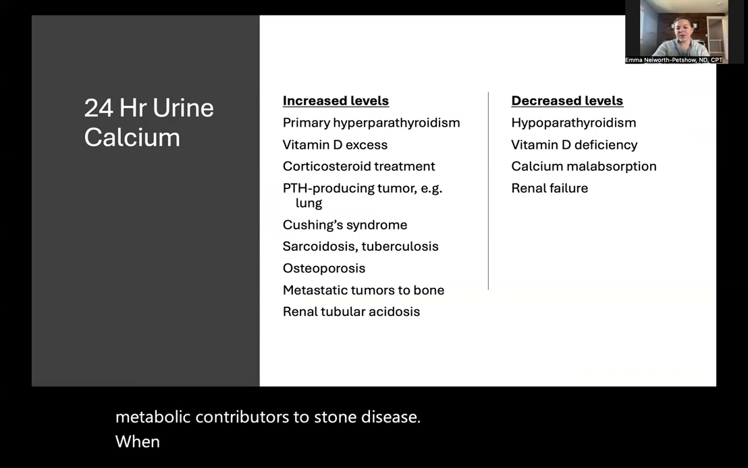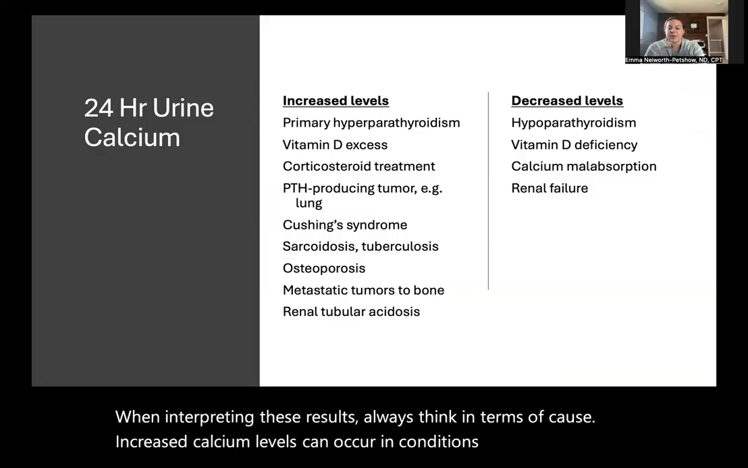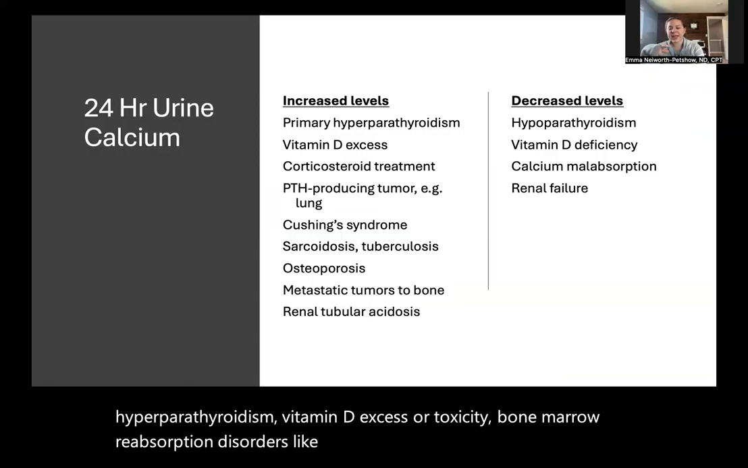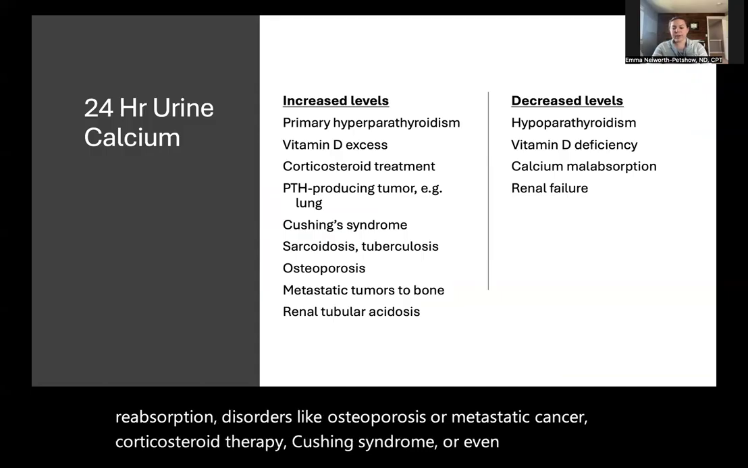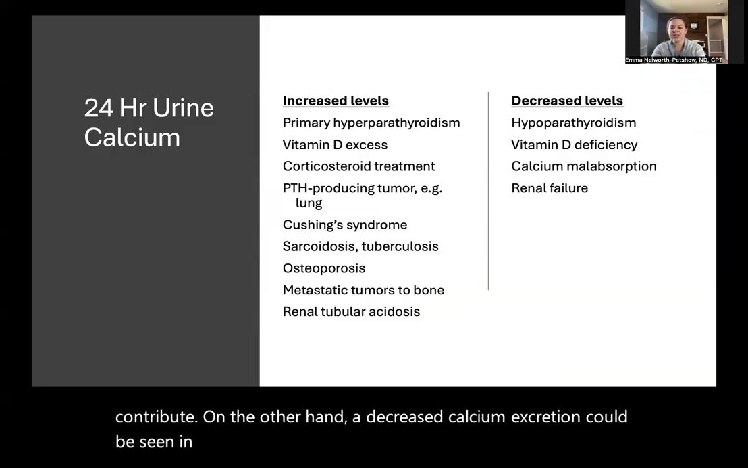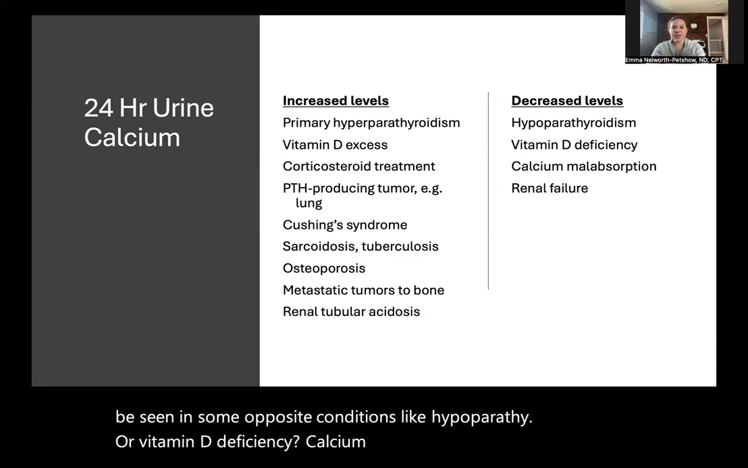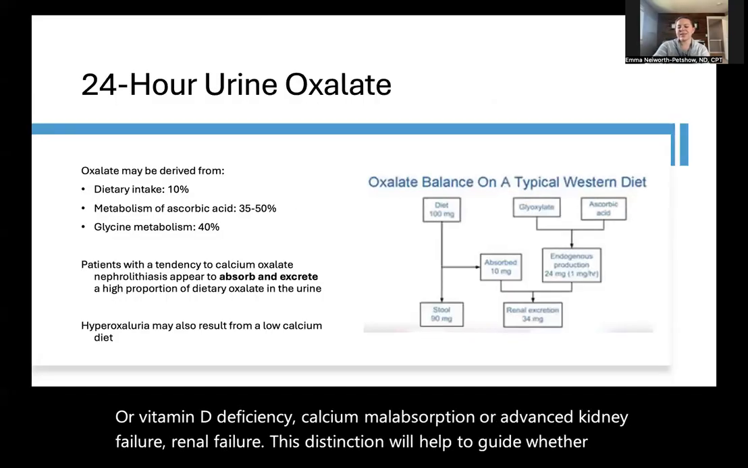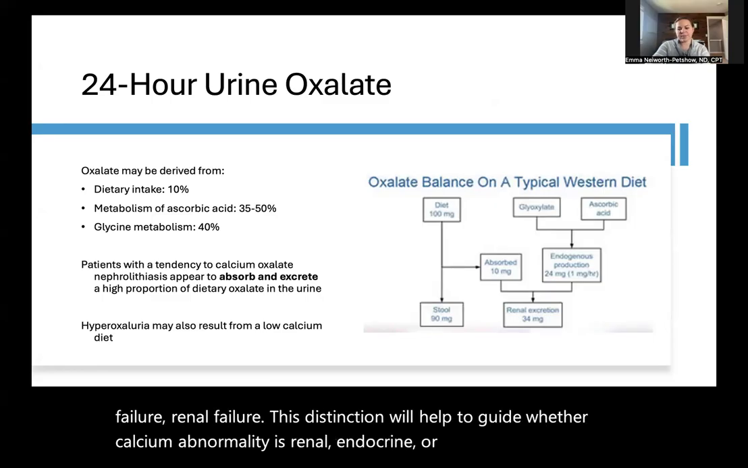When interpreting these results, always think in terms of cause. Increased calcium levels can occur in conditions like primary hyperparathyroidism, vitamin D excess or toxicity, bone resorption disorders like osteoporosis or metastatic cancer, corticosteroid therapy, Cushing syndrome, or even sarcoidosis can contribute. On the other hand, a decreased calcium excretion could be seen in some opposite conditions like hypoparathyroidism or vitamin D deficiency, calcium malabsorption, or advanced kidney failure. This distinction will help to guide whether calcium abnormality is renal, endocrine, or nutritional in origin.